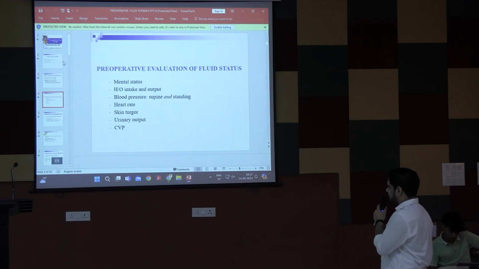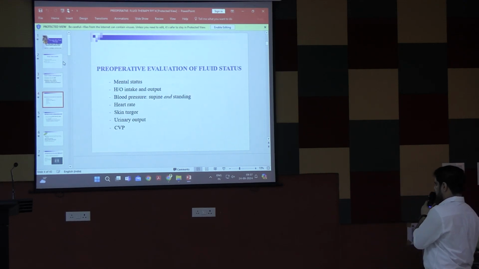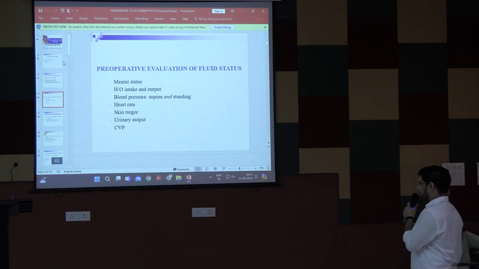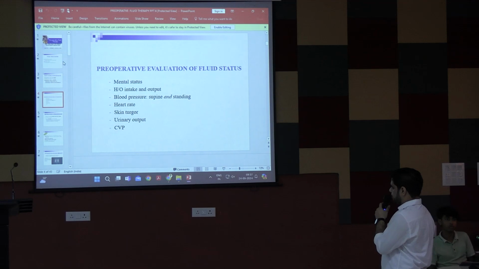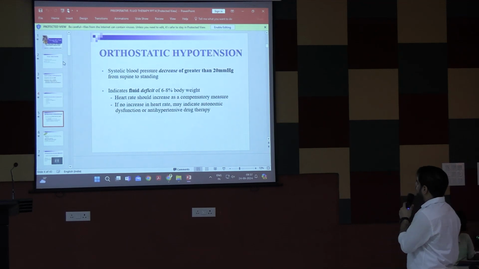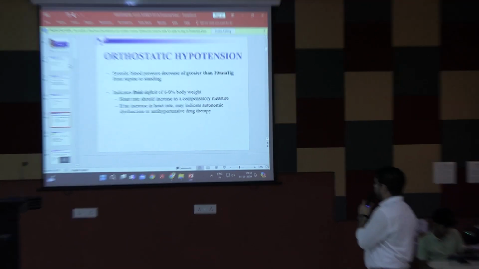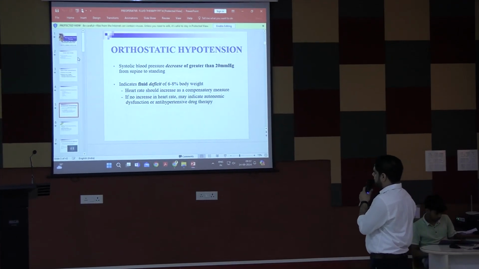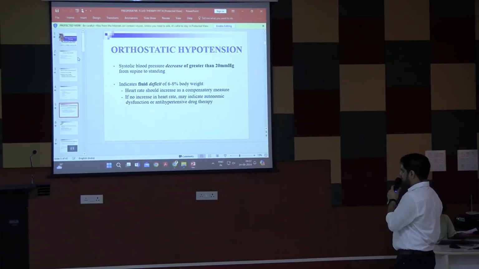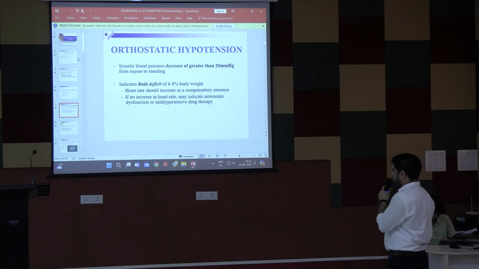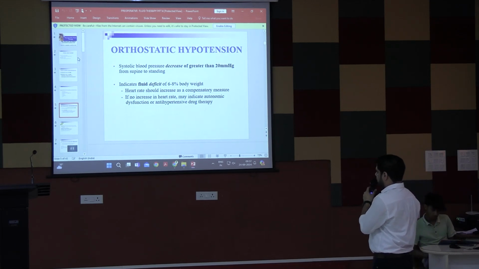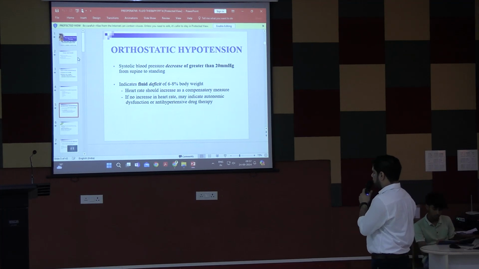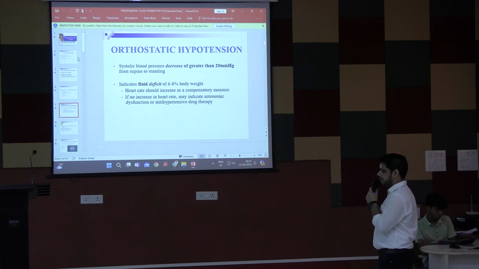Preoperative evaluation of fluid status. First, mental status, history of intake and output, blood pressure supine and standing, heart rate, skin turgor, urine output and CVP. Orthostatic hypotension, a systolic blood pressure decrease of greater than 20 mmHg from supine to standing, indicates a fluid deficit of 6 to 8% of body weight. Heart rate should increase as a compensatory measure. If there is no increase of heart rate, it may indicate autonomic dysfunction and antihypertensive drug therapy.